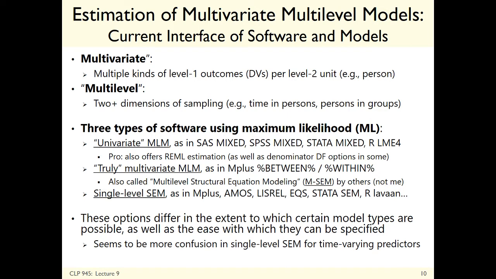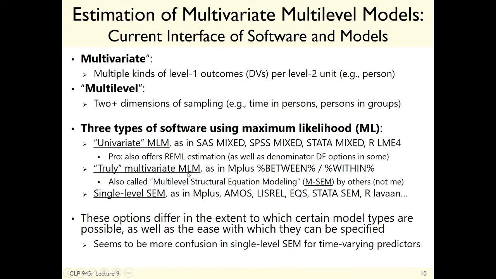And it's also more convenient sometimes to work with this type of syntax where you can have more than one model in the same program. Truly multivariate MLM, which is in Mplus using their between and within. I don't know of another program that does that the way that they do it. So it's not to say that Mplus is the only way, but in my experience I haven't seen anything else.